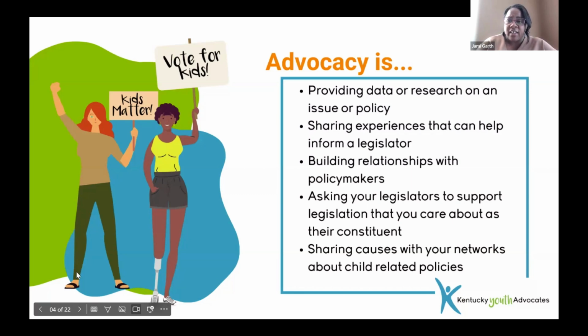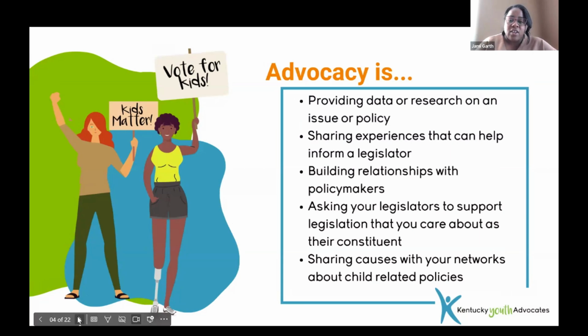Advocacy can look like educating lawmakers on issues by providing data and research on the topic. It can look like sharing your story or others' experiences to inform lawmakers about the impact of an issue. It's building intentional relationships with your elected officials. Or it can be asking your legislators to support a piece of legislation that you care about as their constituent or as an individual. And then lastly, sharing causes with your networks about child-related policies is also a form of advocacy. And that's something that we do on a professional or personal level almost every day.